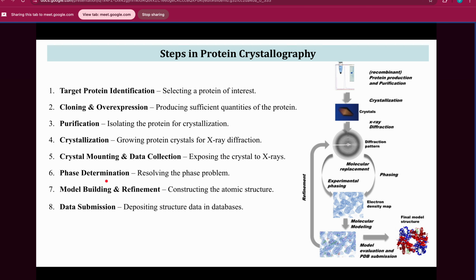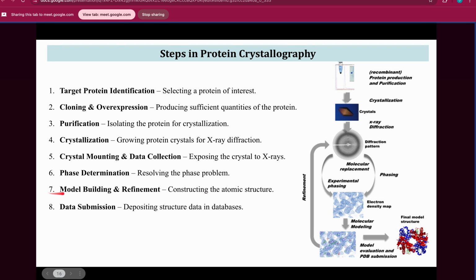Then comes phase determination, in which you have to resolve the phase problem so that you can get the electron density map. So in this case, we will be resolving the phase problem, and then we will be able to get the electron density map. This electron density map will help us to construct the atomic structures.